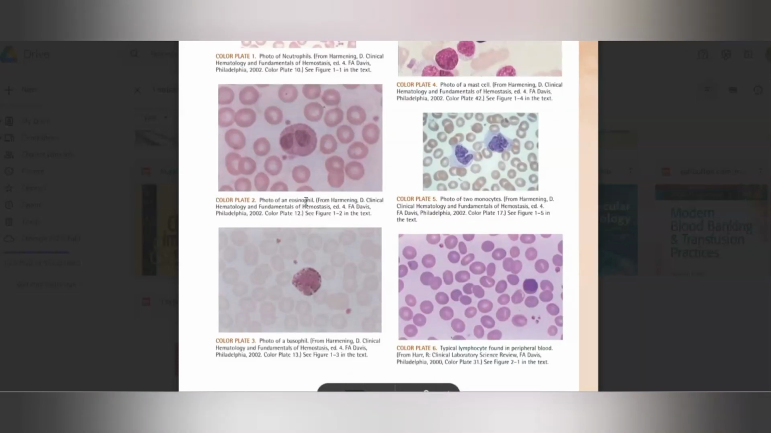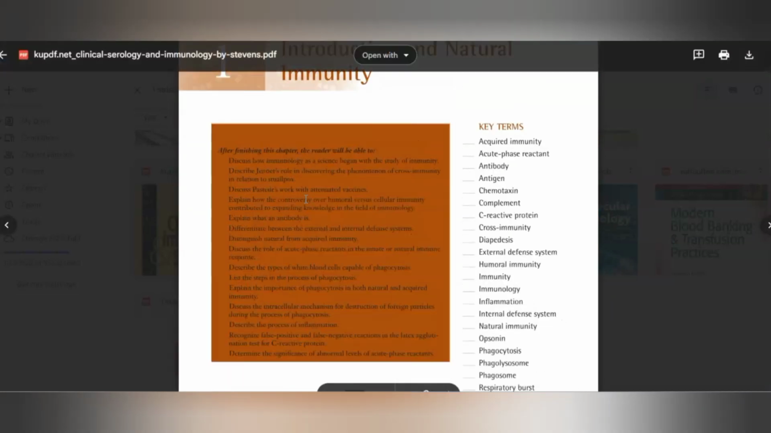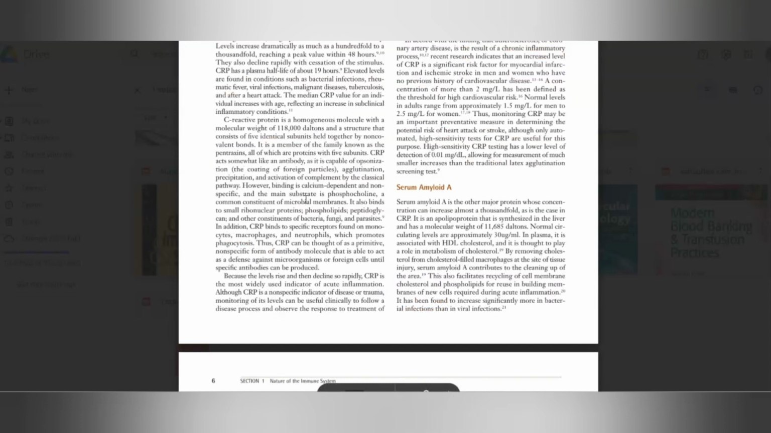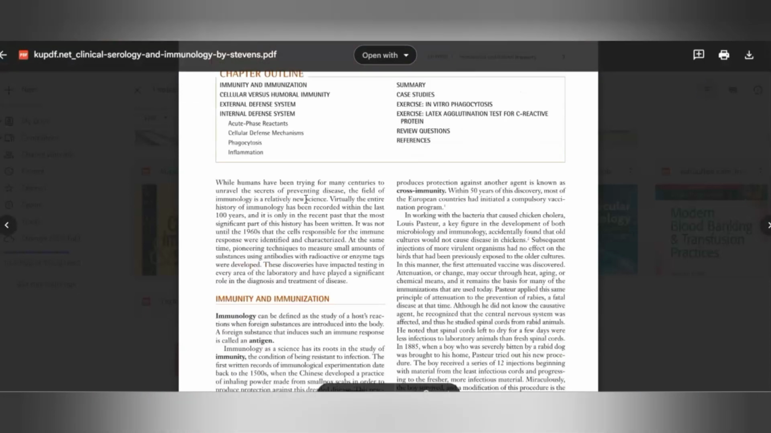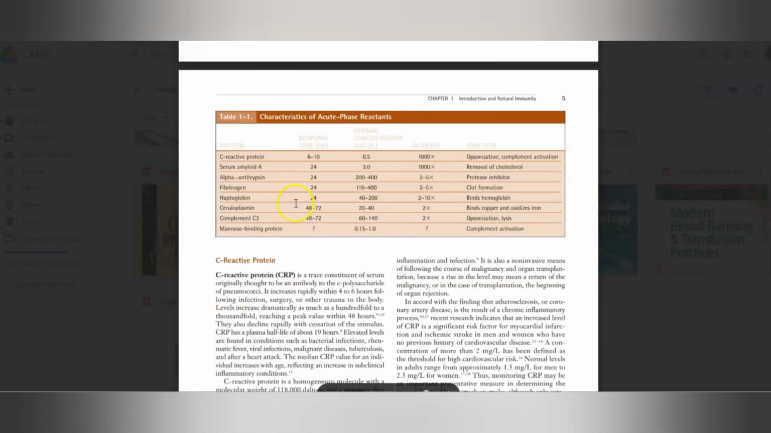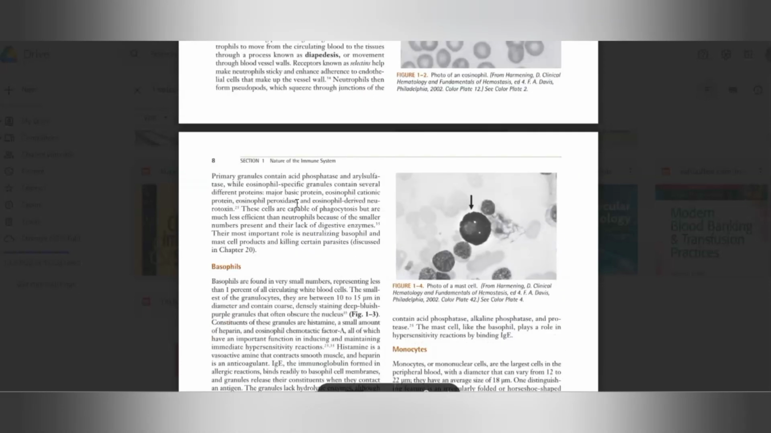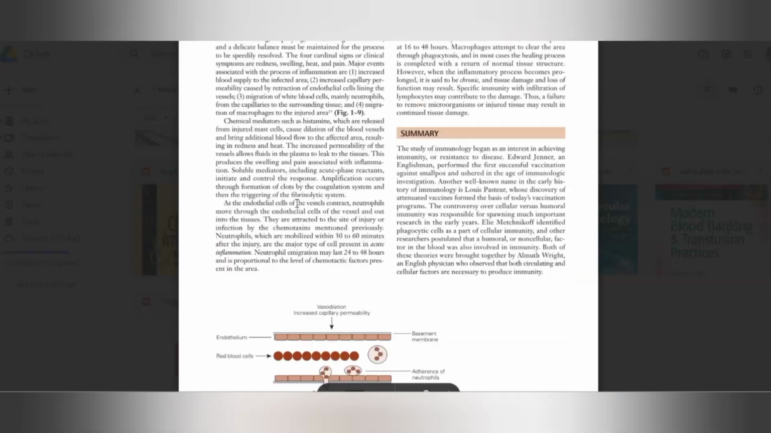This book is lengthy. It has so much. So use it only as a referral book. Don't read page by page. If you want to read immunology and serology, have specific questions that you want to refer to from this book, and then you go ahead and read it. You look for the answers in this book. This book is well explained.